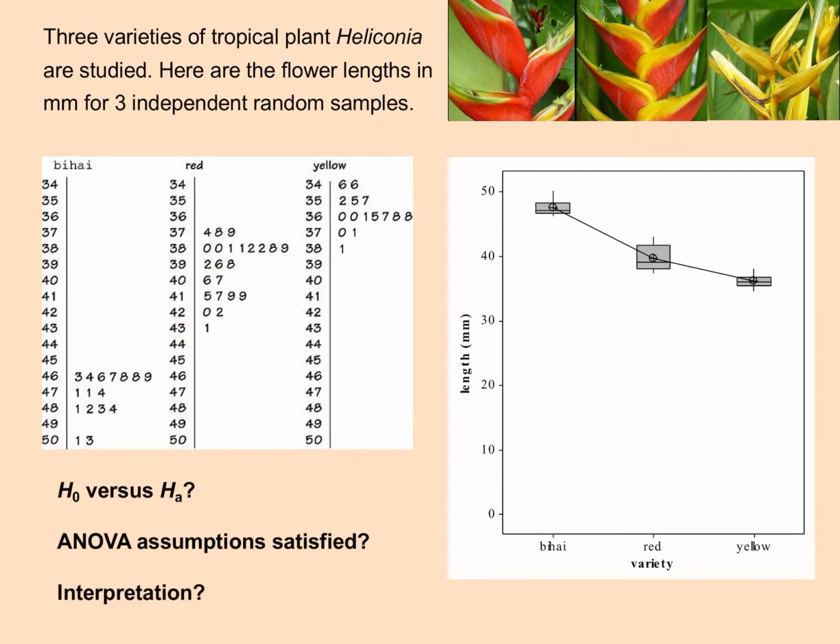All right, let's look at another example. We have 3 varieties of tropical plant heliconia being studied.